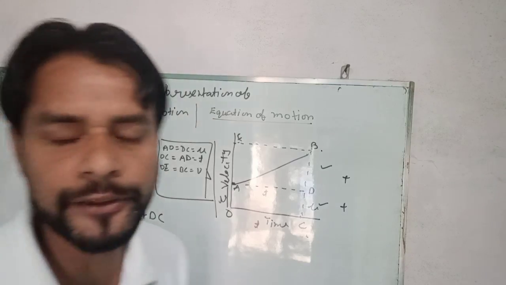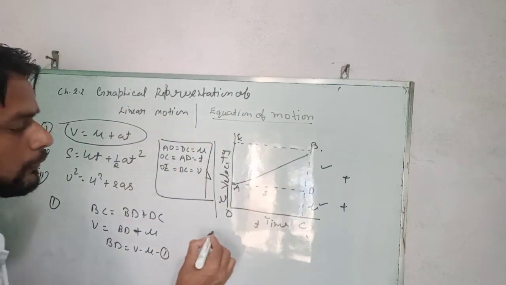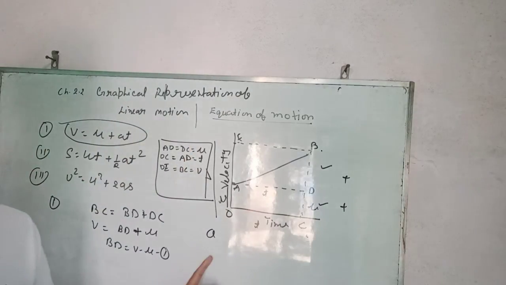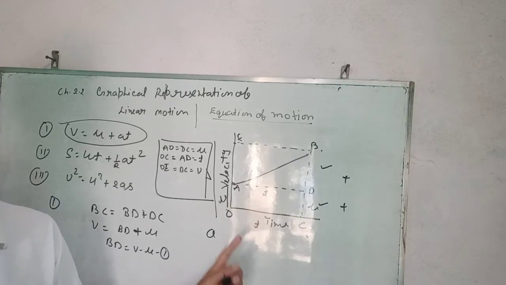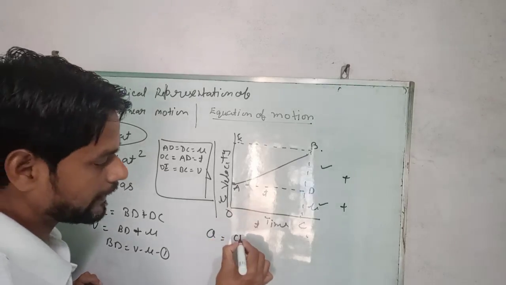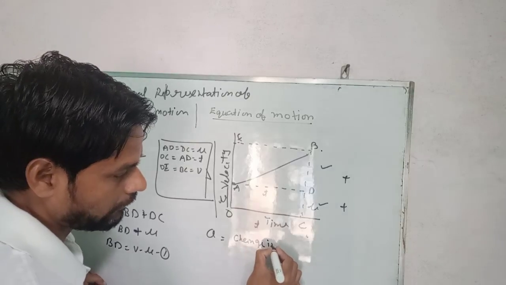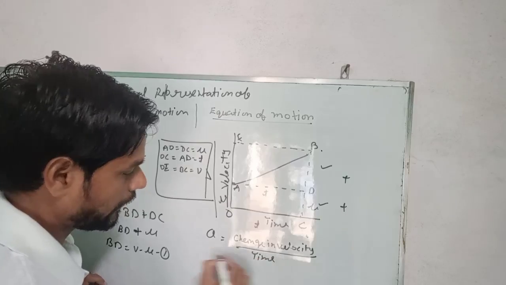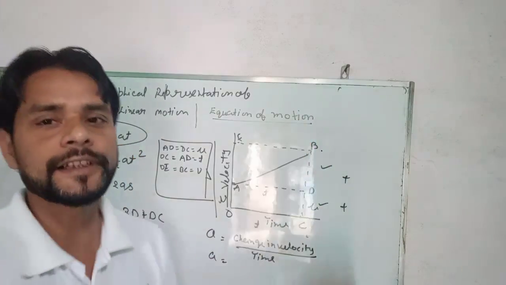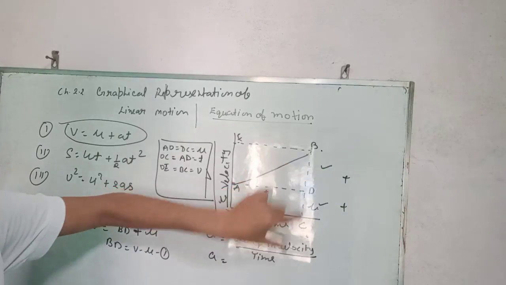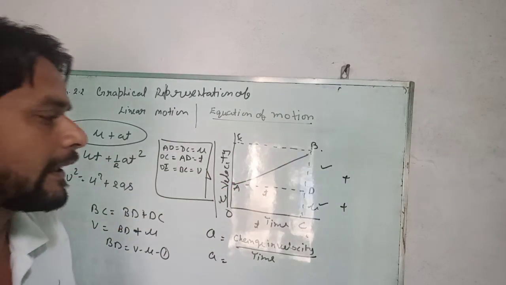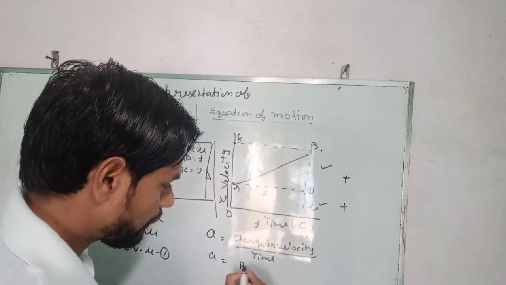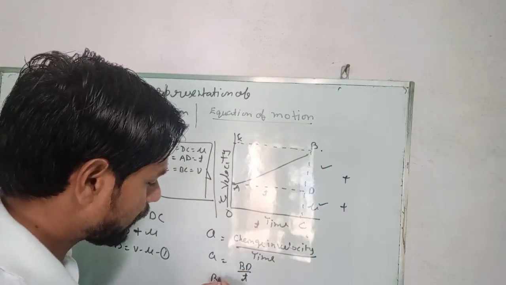From the acceleration, a is equal to change in velocity upon time. BD is the change in velocity, because the initial velocity is CD and the final value is BC. So the change of velocity is BD, and time is represented by t.